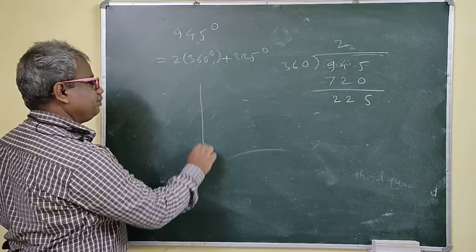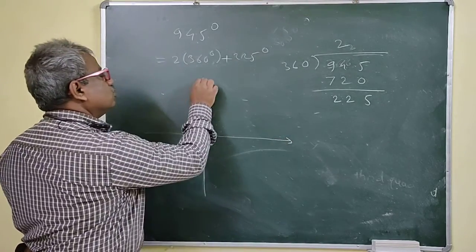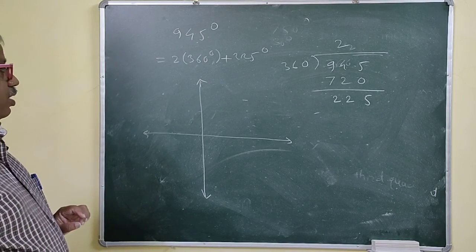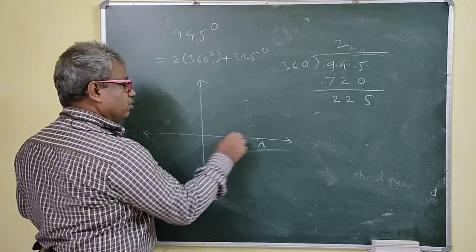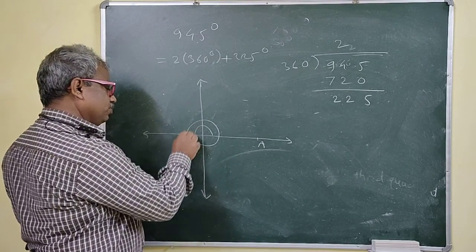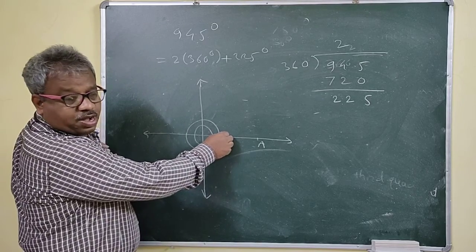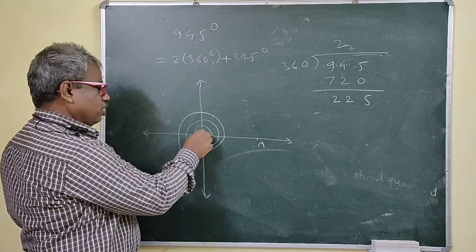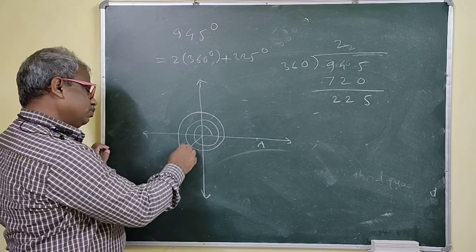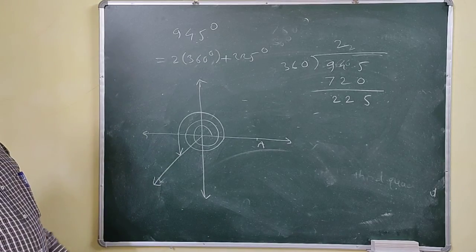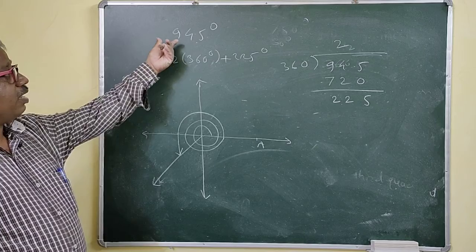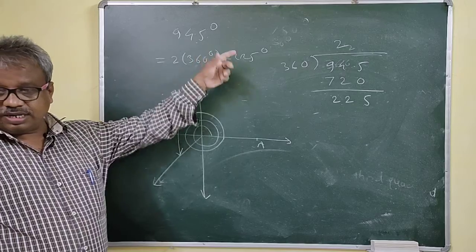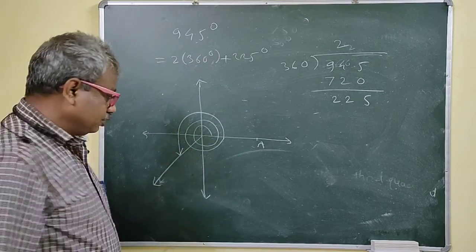So we draw the figure now. For 225 degree, 2 rotations are completed first, and this is 180 degree, so after that you will be here. That means the terminal arm of angle 945 degree lies in third quadrant. Therefore, 945 degree lies in third quadrant, right?